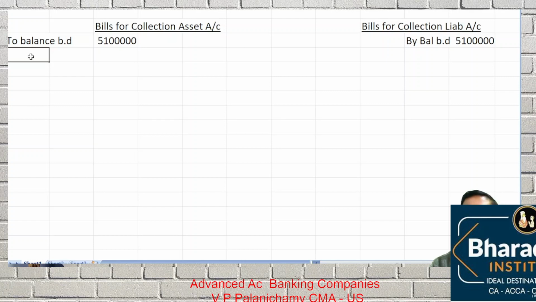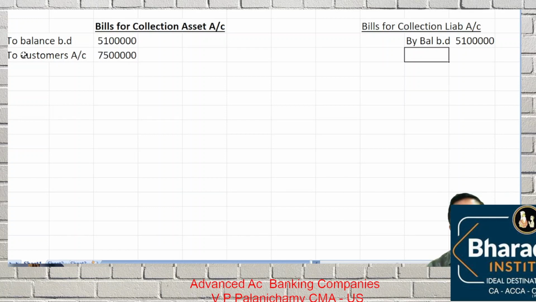Then, when the bill is received from the customer for collection, bill for collection account debit to customer's account. Since I accept this, it becomes an obligation for me. I have to pay to my customer's account, by customer's account. Because if I collect, I have to pay my customers, by customer's account 75 lakhs. For this collection, they are like obligations.